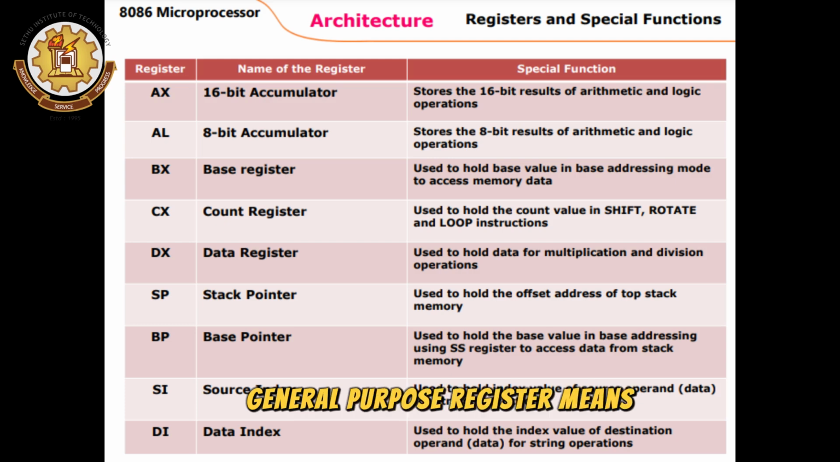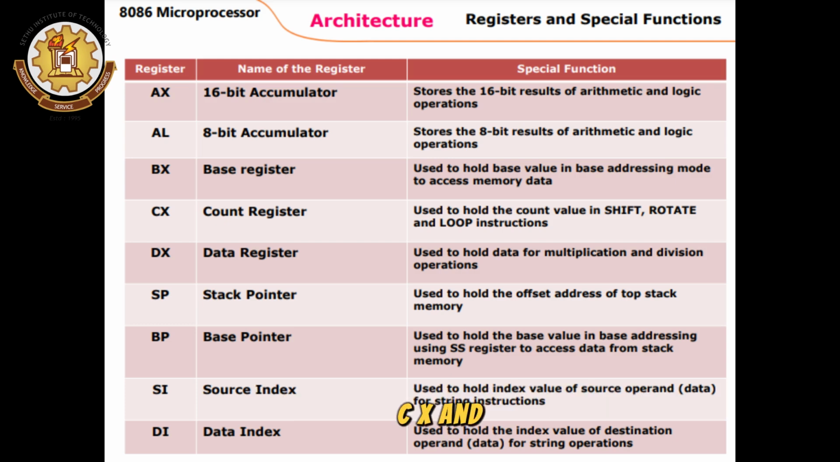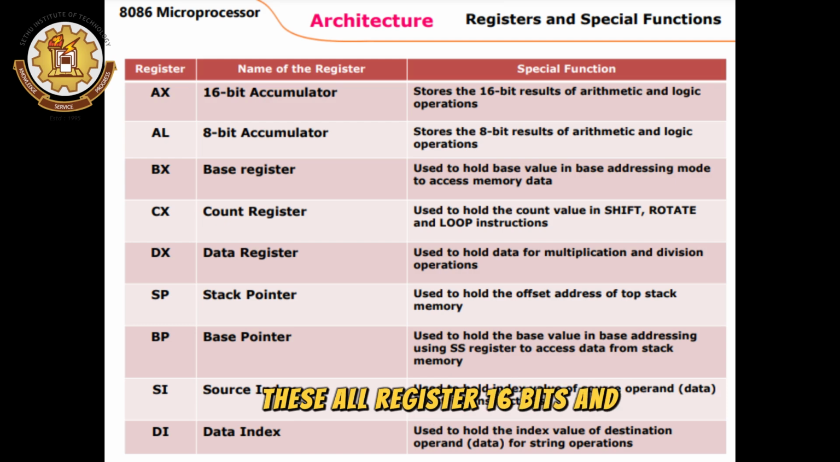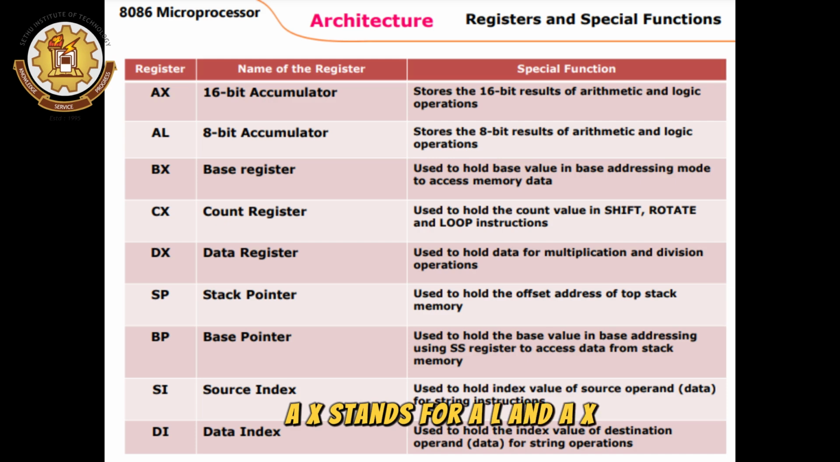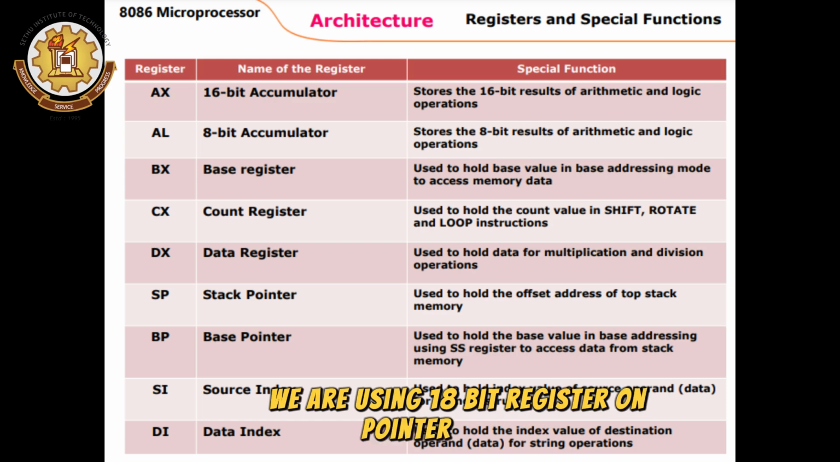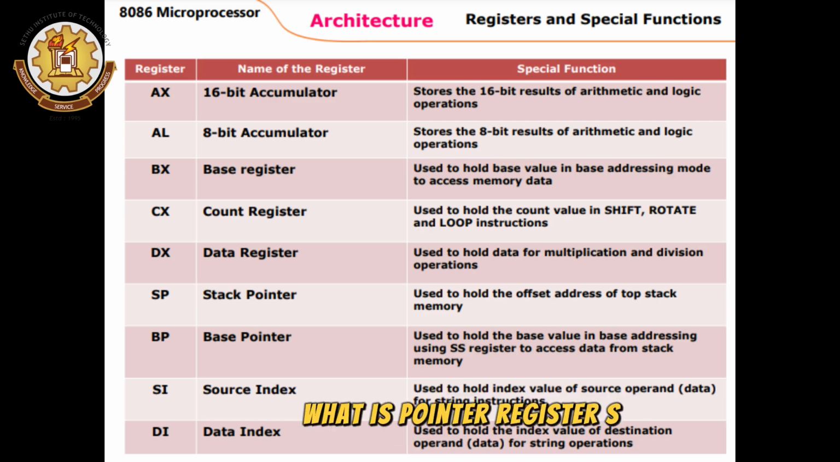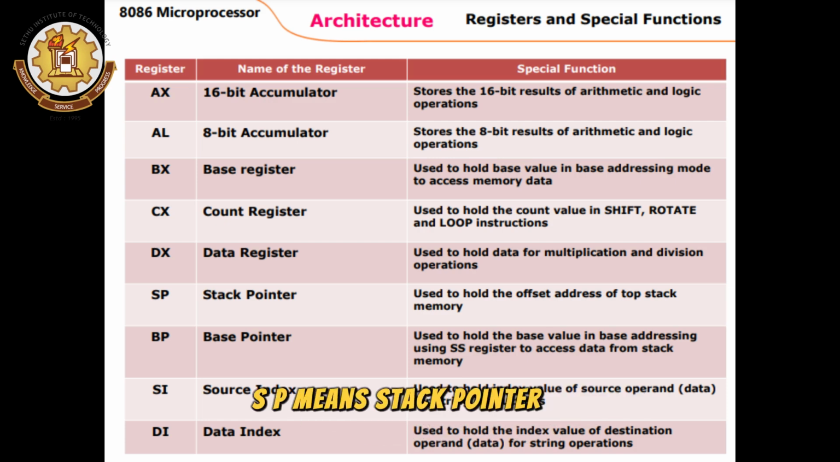What is a general purpose register? General purpose registers means AX, BX, CX, and DX. These are all 16-bit registers, and AX stands for AL and AH, BX stands for BL, BH, likewise CX and DX. Same thing here, we are using 16-bit registers. What is a pointer register? SP and BP. SP means stack pointer, BP means base pointer. These are also 16-bit registers.